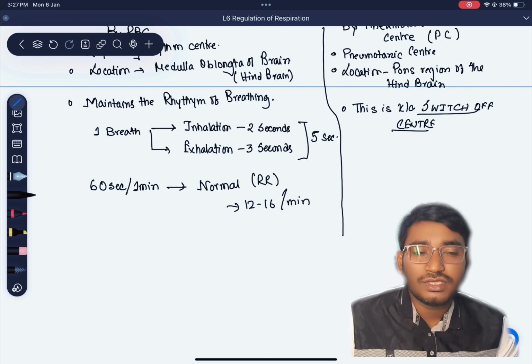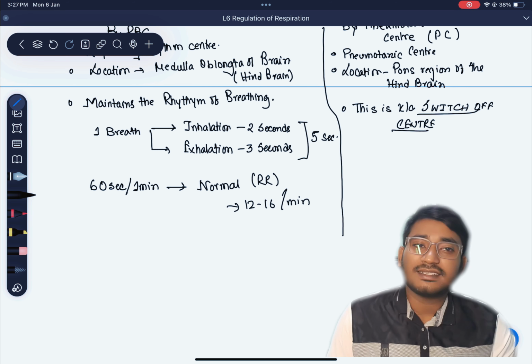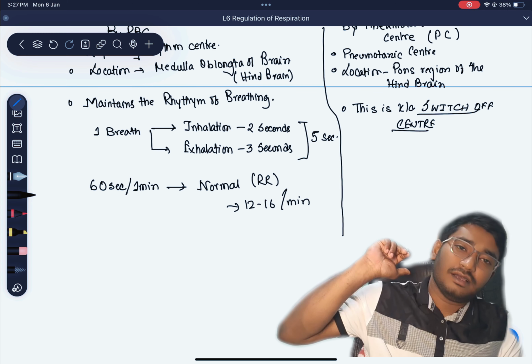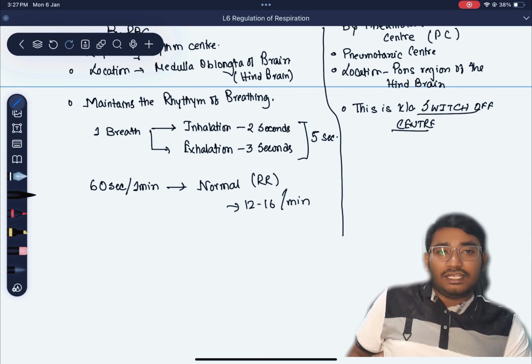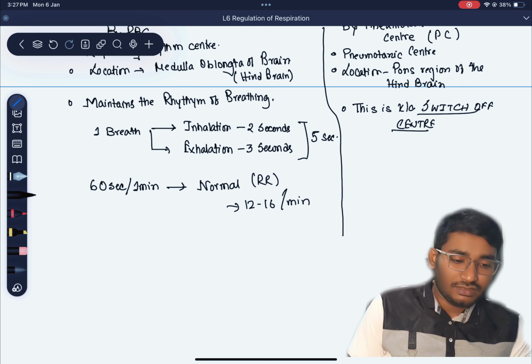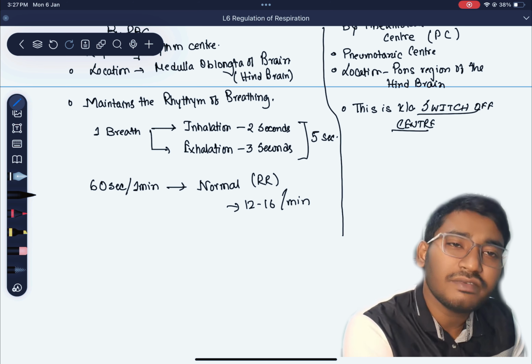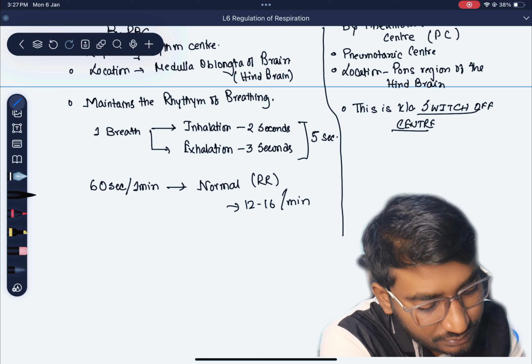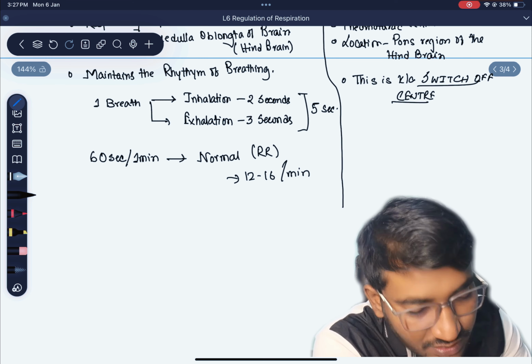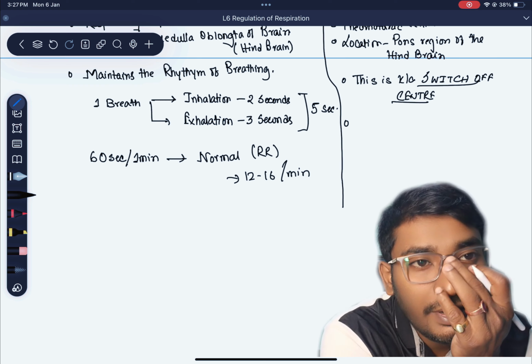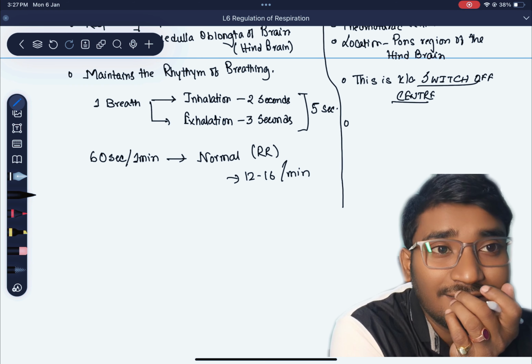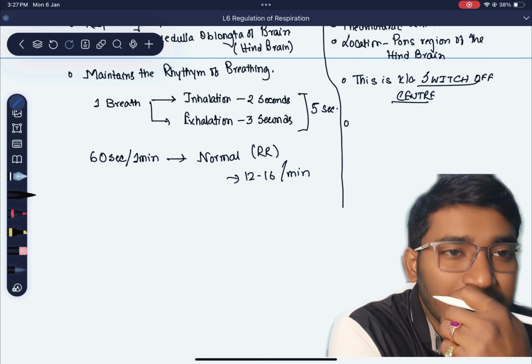So what do you mean by the switch off center? When this center is activated, it informs the RBC to reduce inhalation, reduce the duration of inhalation. If more oxygen is taken, the blood will get acidic. Okay. So there's a problem.